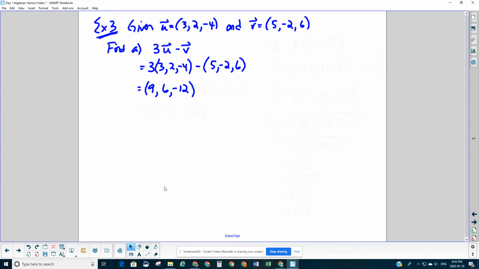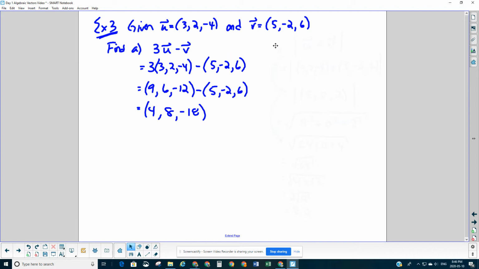And then to subtract v, I don't need to worry about the diagram or anything like that. I'm just going to subtract the v vector. And how do you subtract these new vectors? You're going to subtract the x's, the y's, and the z's. So if I subtract the x's, it's going to be 9 minus 5, which is 4, and 6 minus minus 2. So you can hear that minus minus means plus, so it'll be 8. And then negative 12 minus 6 is negative 18. And there's my very quick answer to finding this complicated vector subtraction.